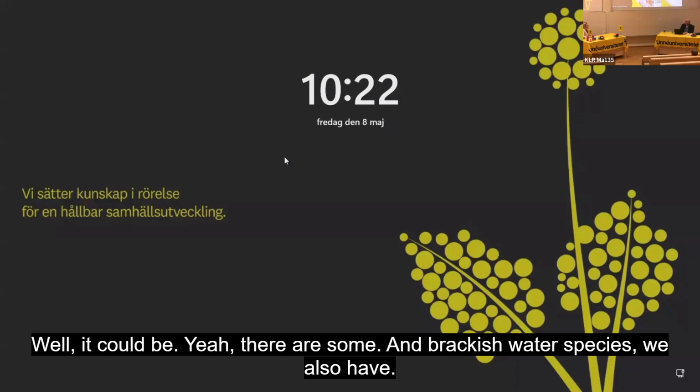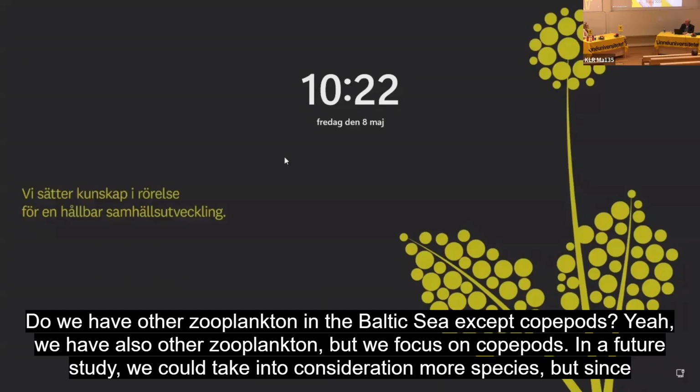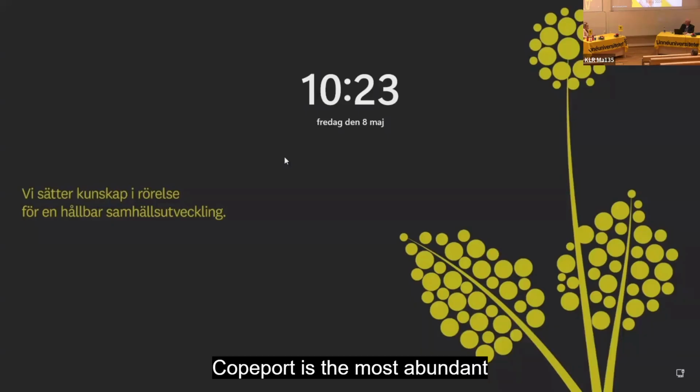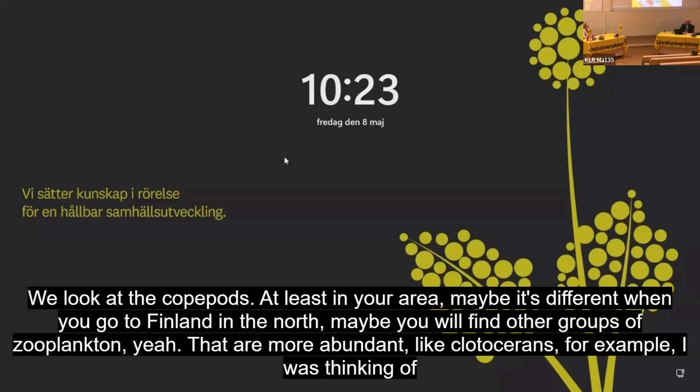We also have. Do we have other zooplankton in the Baltic Sea except copepods? Yeah, we have also other zooplankton, but we focus on copepods. In a future study, we could take into consideration more species, but since copepods are the most abundant, we look at the copepods. At least in your area. Maybe it's different when you go to Finland in the north. Maybe you will find other groups of zooplankton that are more abundant, like cladocerans, for example, I was thinking of.